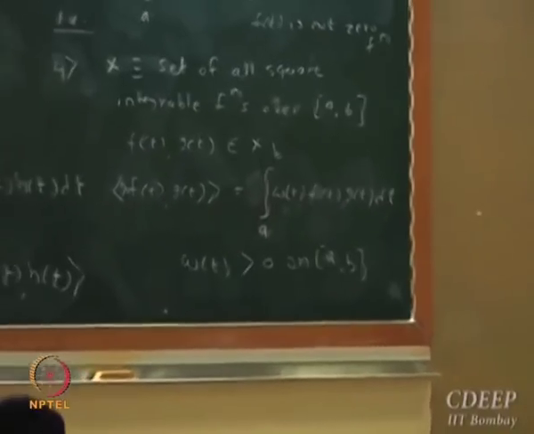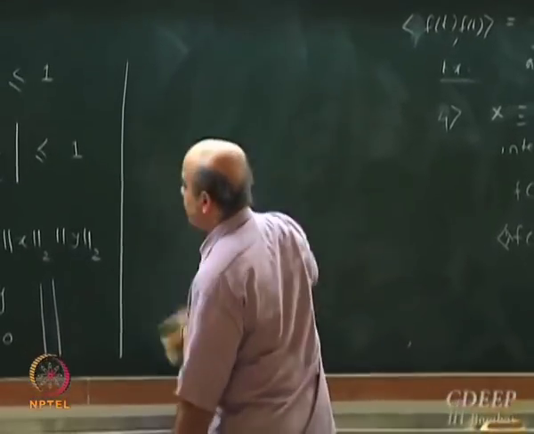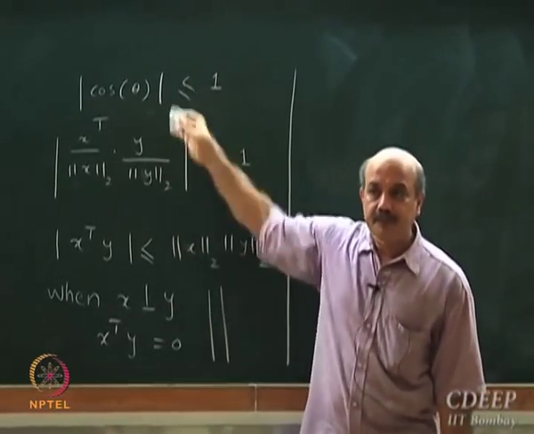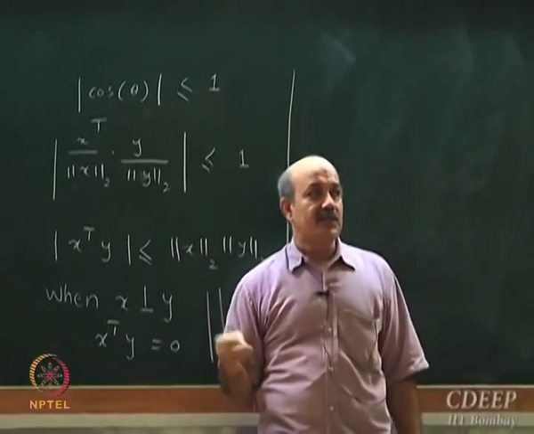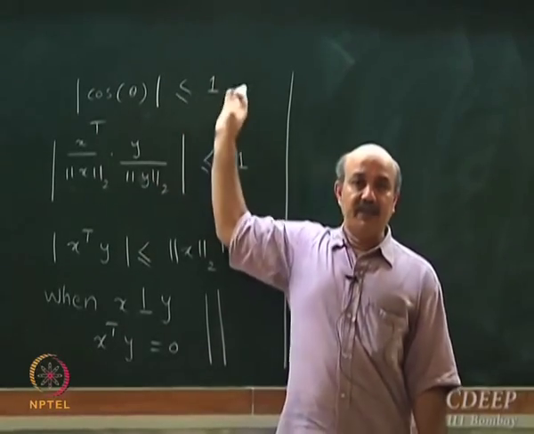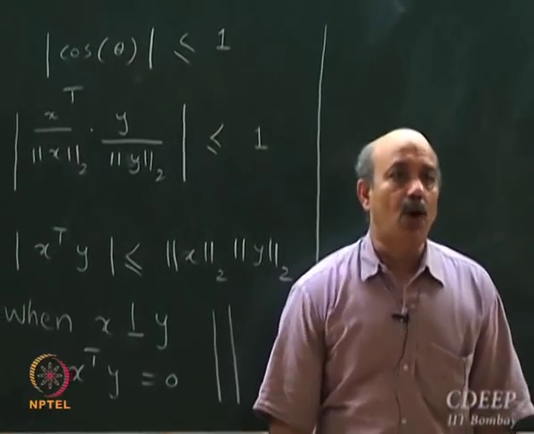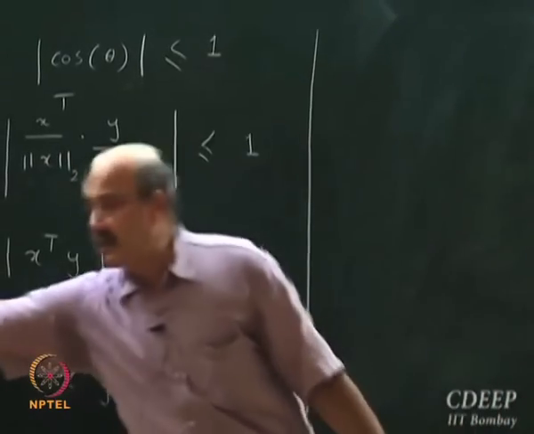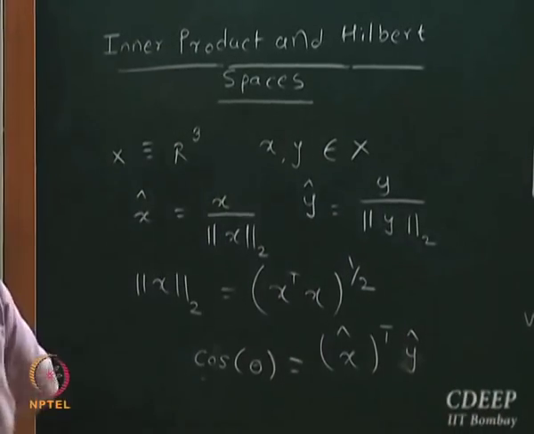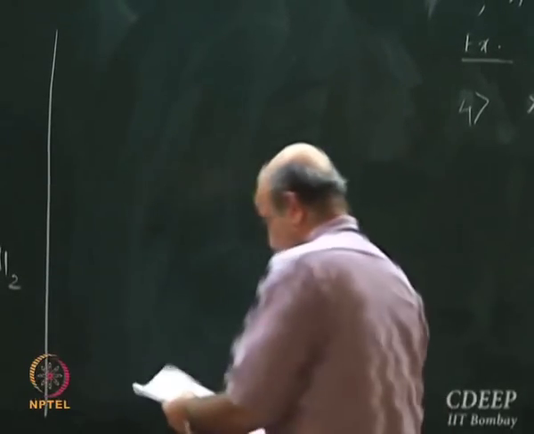So let me start preparing for this. I need to prove an inequality which exactly captures this part. In order to show that an inner product defines a norm, I need to prove an inequality called the Cauchy-Schwarz inequality, and this inequality will help us come up with a connection between inner product and the so-called two norm. This is the two norm, and we want a connection to be established in a general setting.